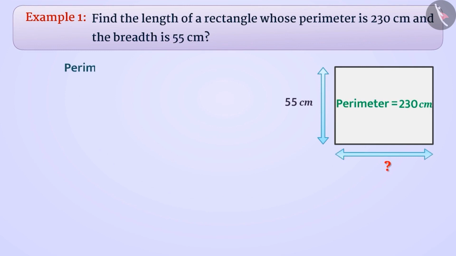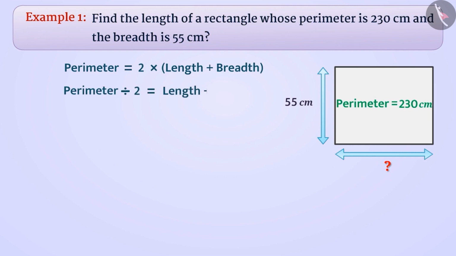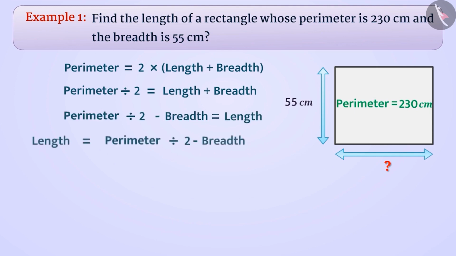We know that the perimeter of a rectangle is equal to 2 into (length plus breadth). In this way, the perimeter of the rectangle divided by 2 is equal to length plus breadth. Since we have to find the length, we write it as perimeter of the rectangle divided by 2 minus breadth is equal to the length. Or we can write it as length is equal to perimeter of the rectangle divided by 2 minus breadth.